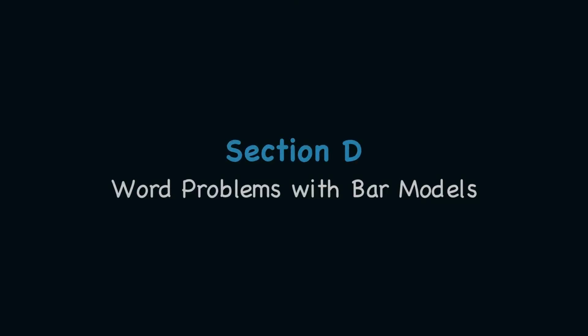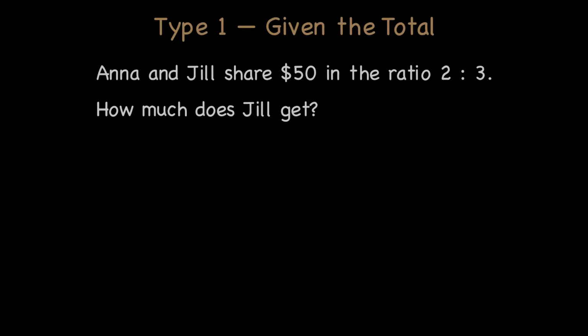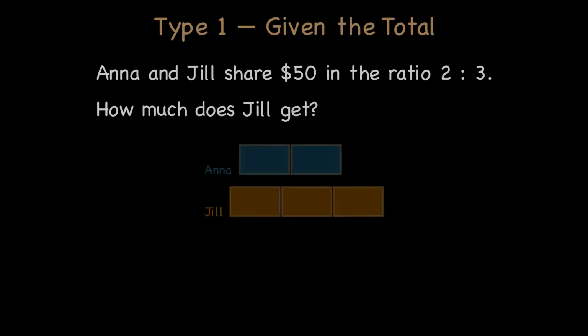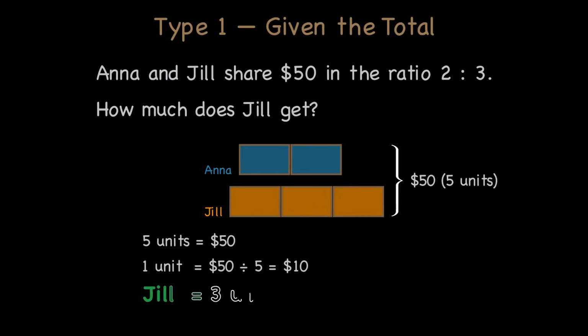Section D, Word Problems with Bar Models. Type 1. Given the total, Anna and Jill share $50 in the ratio 2 to 3. How much does Jill get? Let's draw a bar model. Here's the bar model. Anna gets 2 units shown in blue. Jill gets 3 units shown in orange. Together, they have 5 units equaling $50, so 1 unit equals $10. Jill has 3 units, which is 3 times $10, equaling $30.